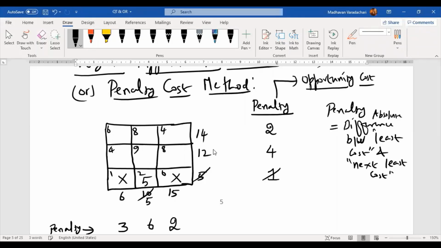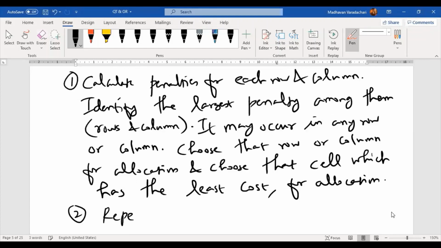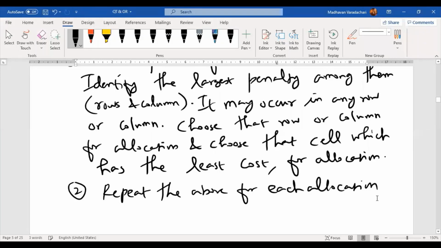You are focusing on penalty also. You first choose the largest penalty, and wherever it is occurring, you go to that particular position, look for the least cost cell, identify that cell and do your allocation, just as you do in NWCR and LCM. The same method you adopt here also: compare the row quantity, compare the column quantity, whichever is the least, choose that and enter it there. Then do whatever cancellations and reductions are needed. Repeat the above for each allocation until all cells are filled in.